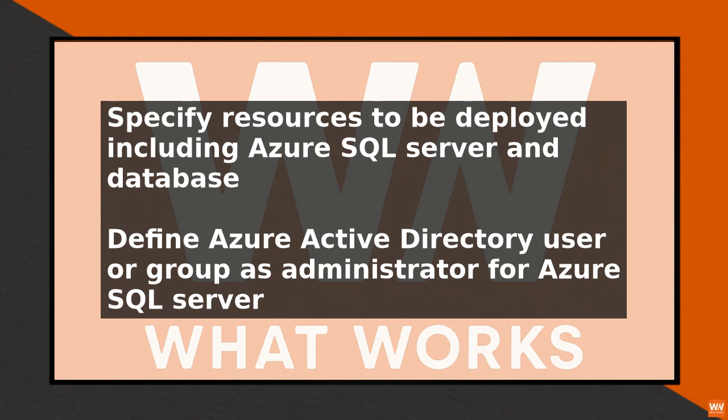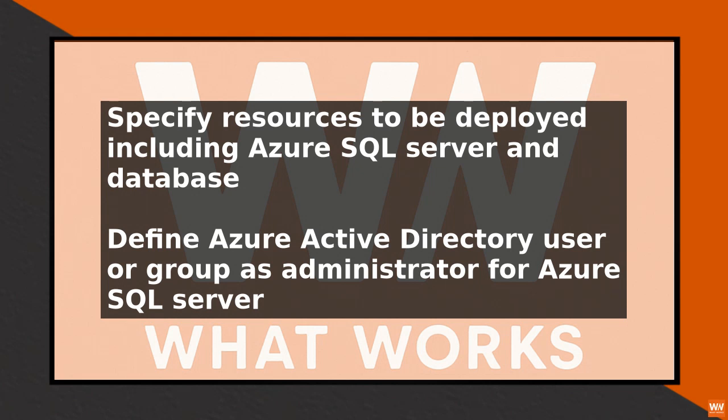Use the Azure SQL Server properties to enable Active Directory authentication and set the administrator properties to the desired Azure Active Directory user or group. Then, define the Azure Active Directory user or group that will be used as the administrator for your Azure SQL Server. You can use an existing Azure Active Directory user or group, or create a new one.